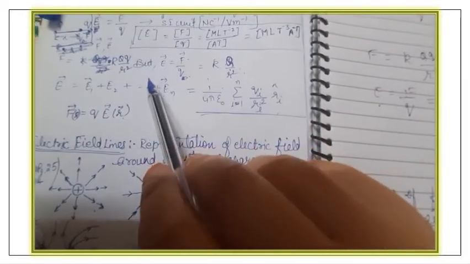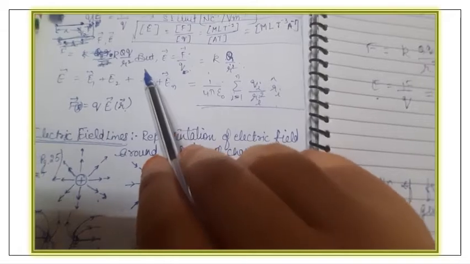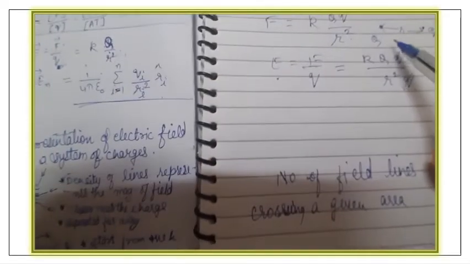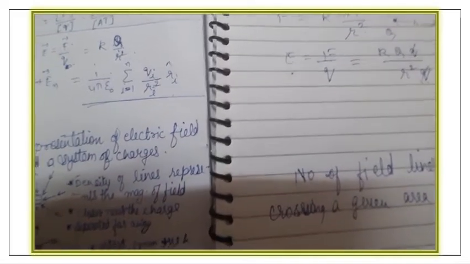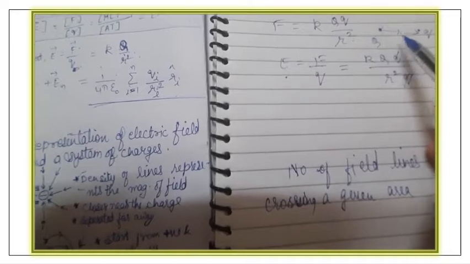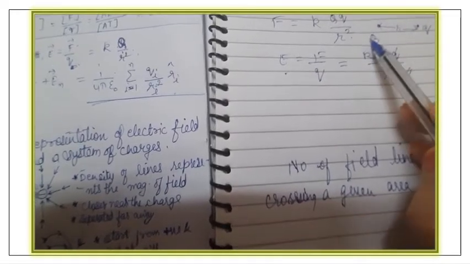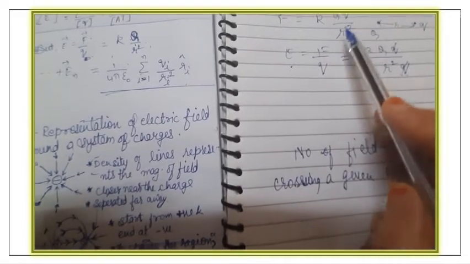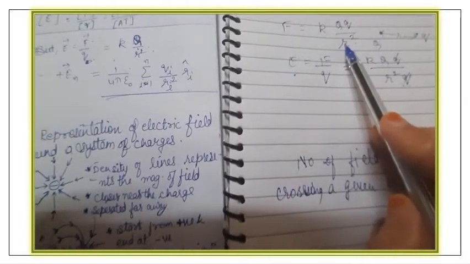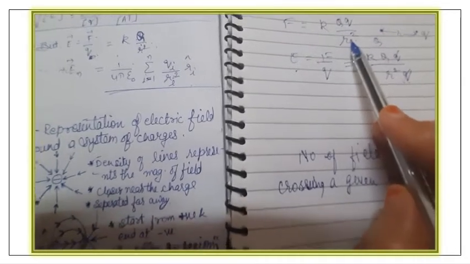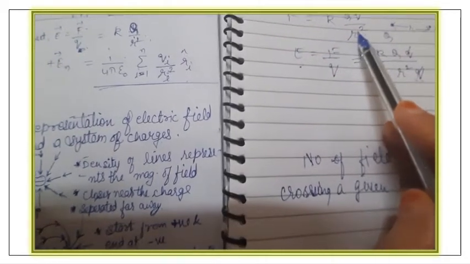Now suppose we are having two charges, capital Q and small q, which are separated by a distance r from each other. Then the force acting on small q due to capital Q, in magnitude, is given by kQq upon r square, according to Coulomb's law that we have studied in the last class. So this is the force acting on charge small q.